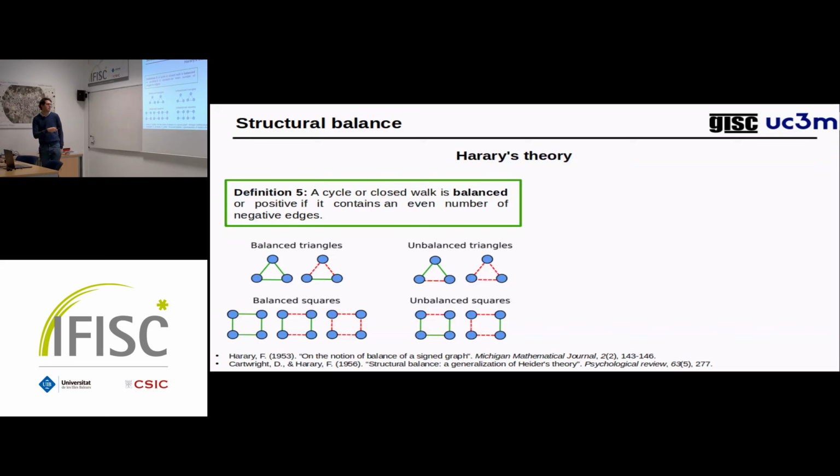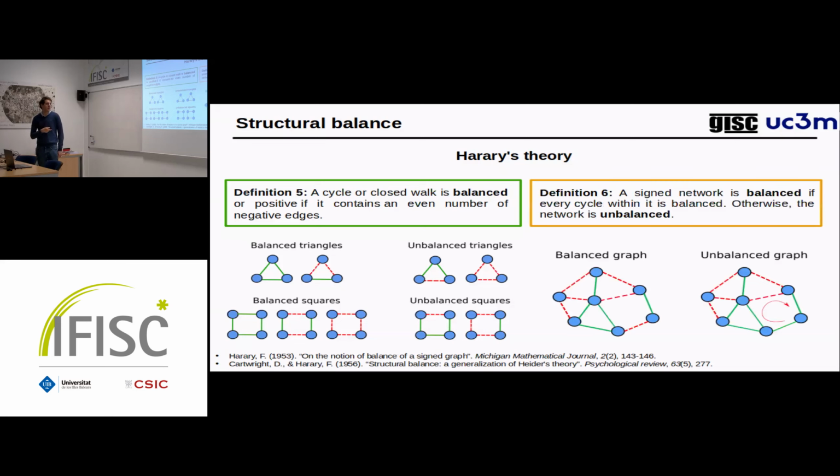But we can extend this beyond triangles to squares, pentagons. And a network is balanced if every cycle within the network is balanced, and if not, it is unbalanced. For example, here, no matter how hard you try, you will never find a cycle with an odd number of negative edges because it's balanced. However, here, this graph is unbalanced because we have one cycle with one negative edge, and one is odd.